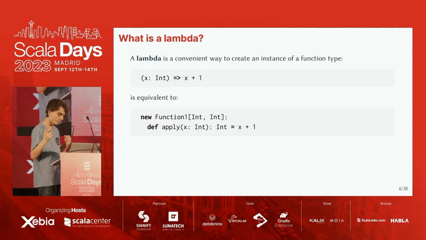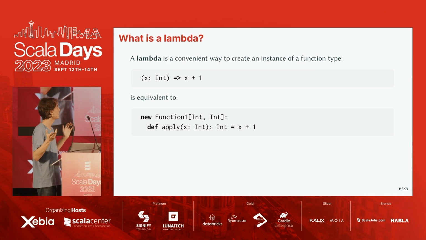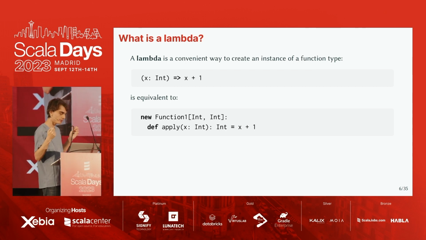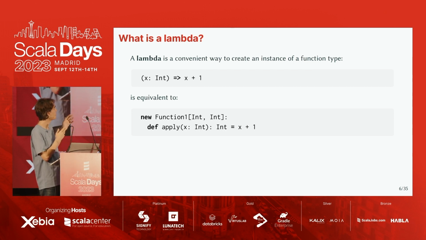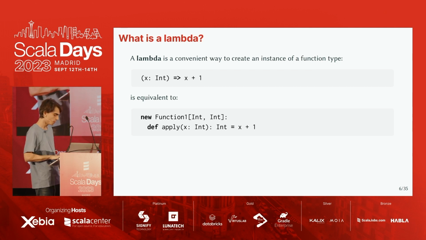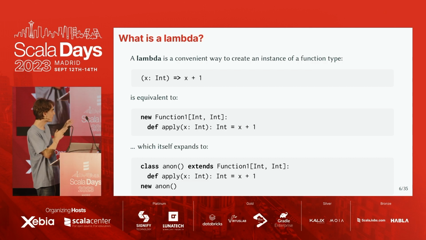And the last concept that's important here is lambdas, because making an instance of Function1 by hand would be annoying. So instead, we have this nice arrow syntax where you can write x => x + 1. And this is equivalent to making an anonymous instance of Function1, which itself is equivalent to making a class that extends Function1 and defines the apply method.